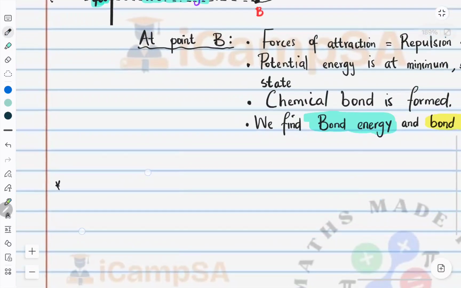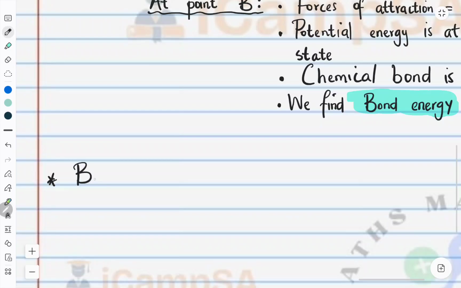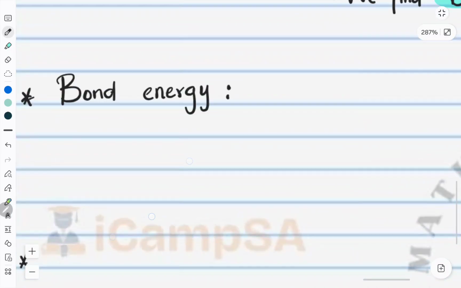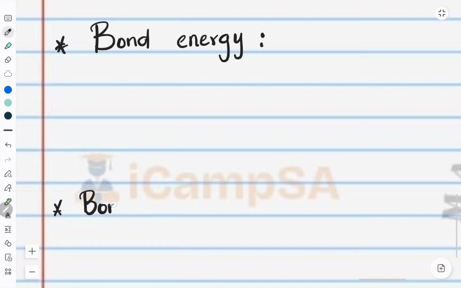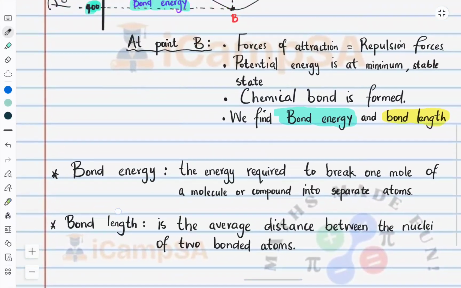Let's introduce the official definitions. You would also find these in your study guides or your textbook, and also your exam guidelines. We have bond energy, and then we will also talk about the bond length. We've spoken about them, but we're just defining them now so that you have those definitions. Bond energy is the energy required to break one mole of a molecule or compound into separate atoms.